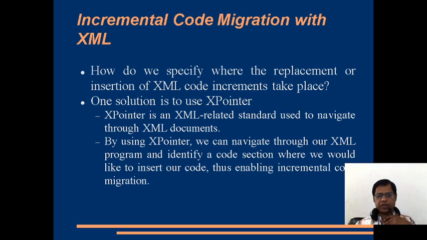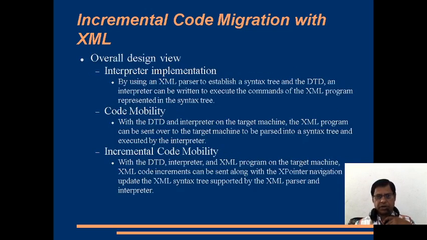One solution is to use XPointer. XPointer is an XML related standard used to navigate through XML documents. So XPointer is useful to fix where it is to be placed. By using XPointer, we can navigate through our XML program and identify a code section where we would like to insert our code, thus enabling incremental code migration so that migration can be successful.